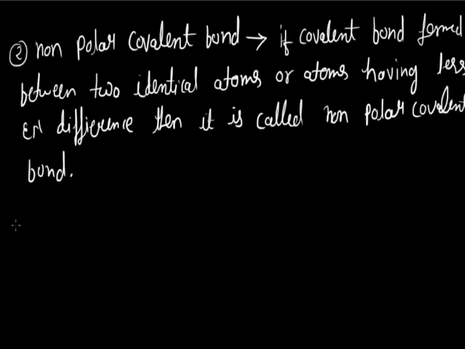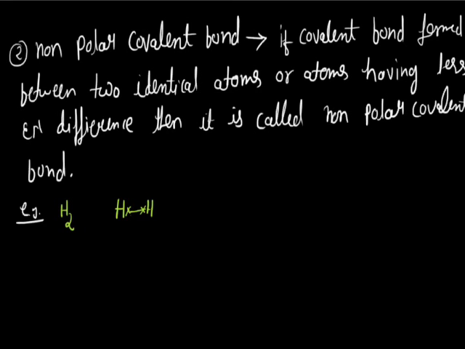For example, the hydrogen H2 molecule. Both hydrogens have 1 electron and share this 1 electron, but the single bonding electron or shared electron remains between both hydrogen atoms. So neither hydrogen gets a negative or positive charge. It means it does not have any pole. Pole means a positive or negative charge terminal. So we can say that this bond is a non-polar bond.